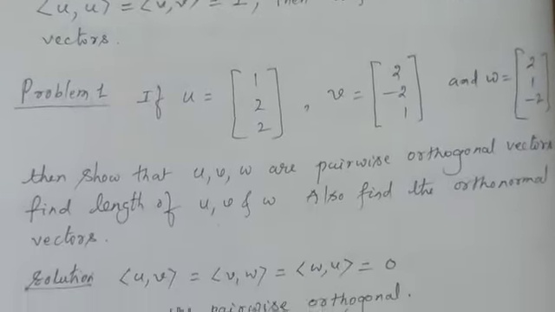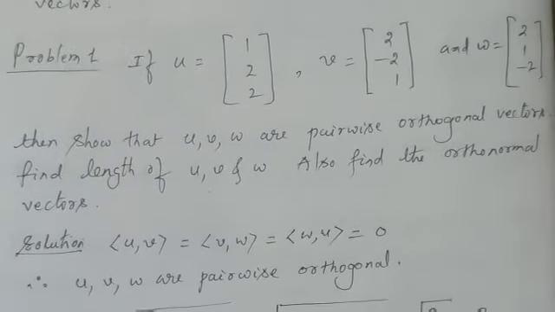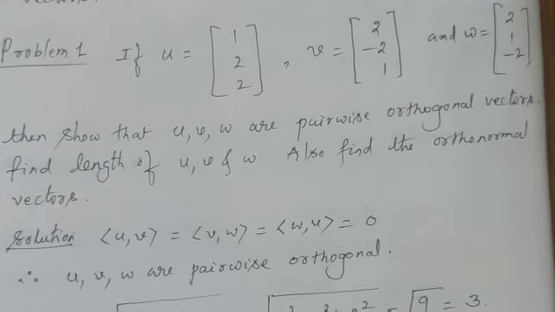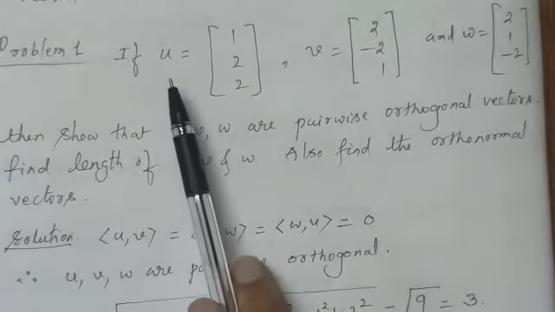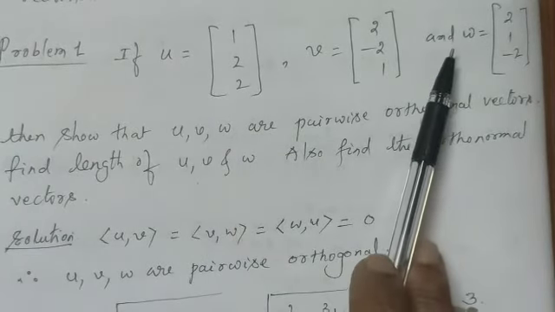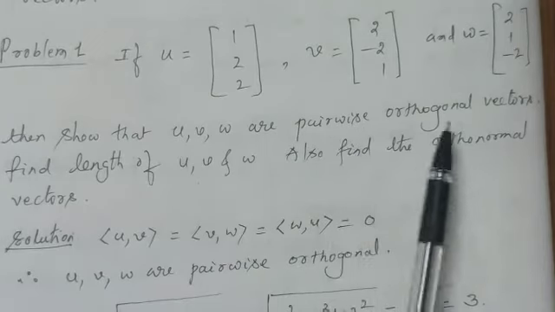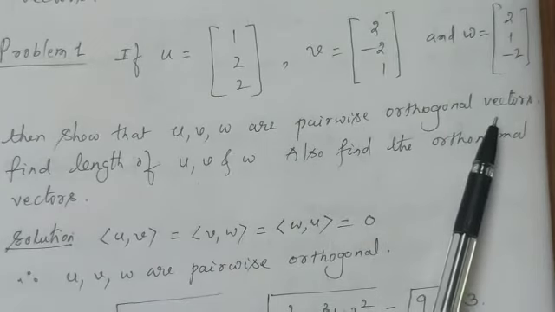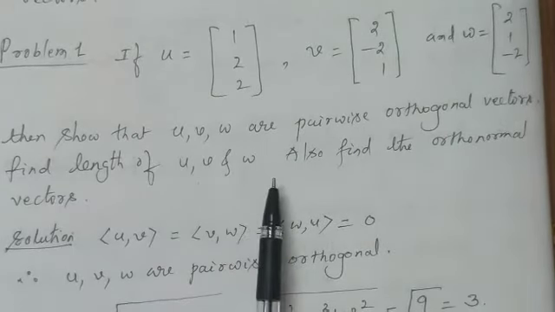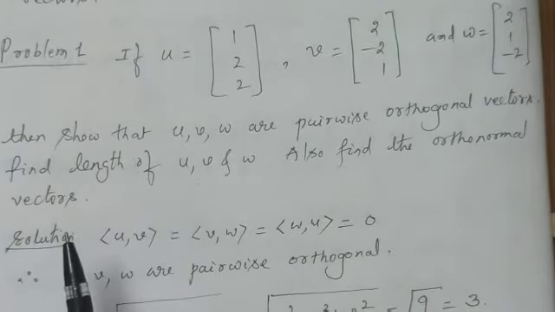So we'll move to the first problem where we find the orthonormal vectors. First thing is we will verify whether these vectors are orthogonal. It's very easy to verify. The question is, if u, v, w are the vectors, then show that they are pairwise orthogonal vectors. Find the length of those vectors. Also find the orthonormal vectors.